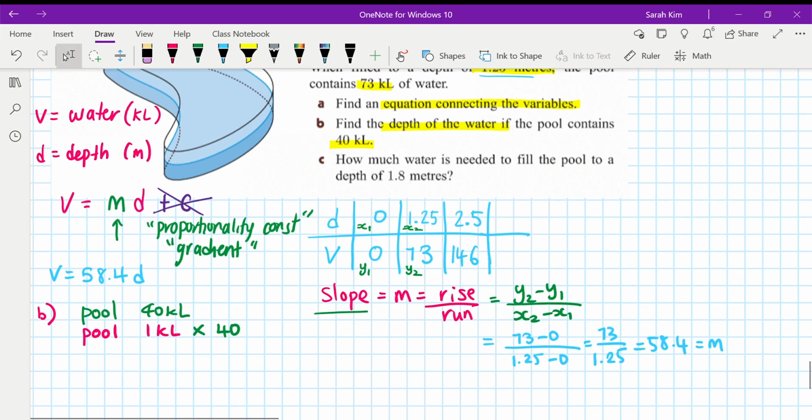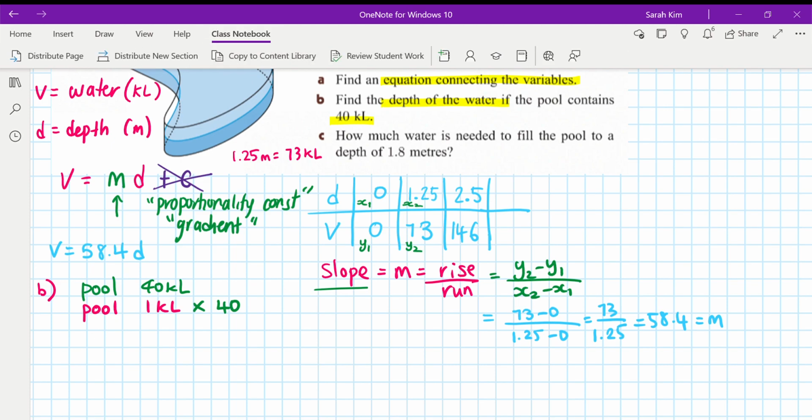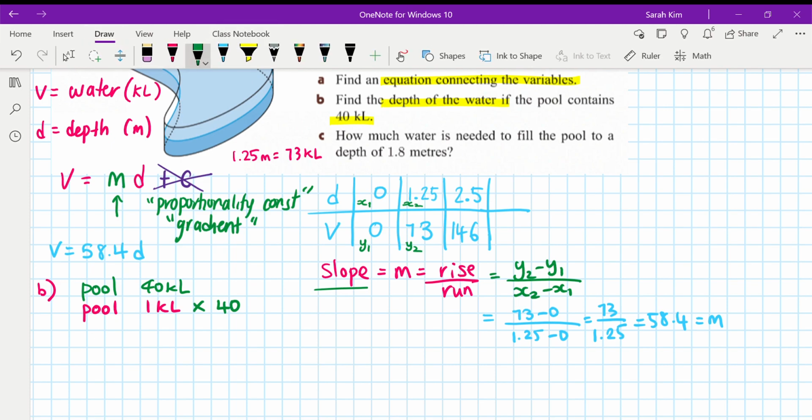So let's look at this ratio. Well, we didn't actually write the ratio, did we? Let's write it down quickly. I'll write it over here. So basically 1.25 meters is equal to 73 kiloliters. That's the ratio we're working with. So in order to figure out the pool of 1 kiloliter, I need to figure out the depth of that one.